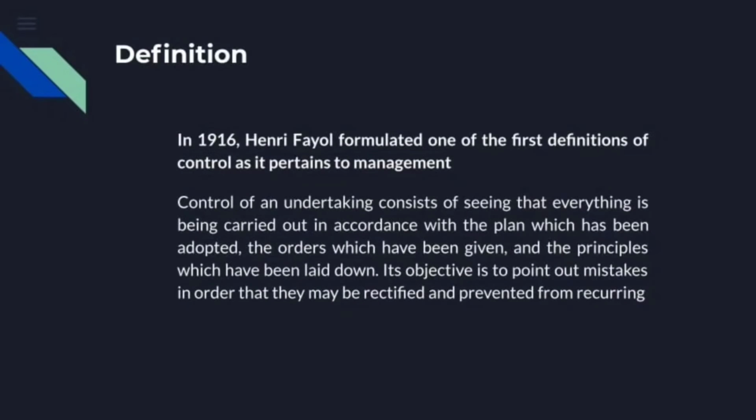Next, we can see the definition of control. In 1916, Henri Fayol formulated one of the first definitions of control as it pertained to management. Definition: control of an undertaking consists of verifying that everything is being carried out in accordance with the plan which has been adopted, the orders which have been given, and the principles which have been laid down. Its objective is to point out mistakes in order that they may be rectified and prevented from recurring.